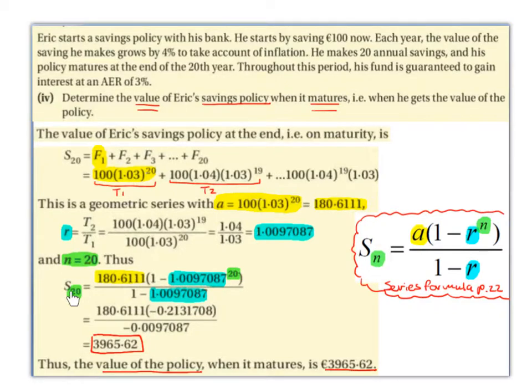So we end up with S20 equals 180.6111 times 1 minus 1.0097087 to the power 20 divided by 1 minus 1.0097087, which gives us €3,965.62. Thus the value of the policy when it matures is €3,965.62.